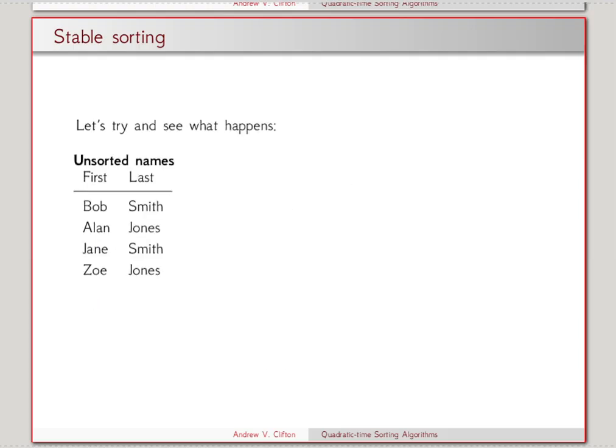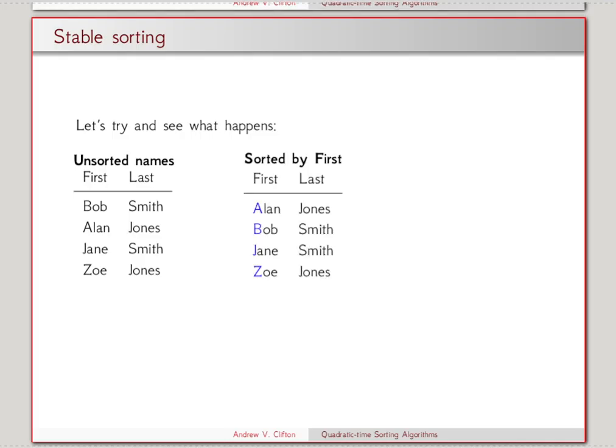So here's my unsorted list of names. First I'm going to sort by first name, so I'm ignoring the last names. I'm just strictly sorting this by first name. If I sort by first name, I have Alan, Bob, Jane, and Zoe: Alan Jones, Bob Smith, Jane Smith, Zoe Jones.